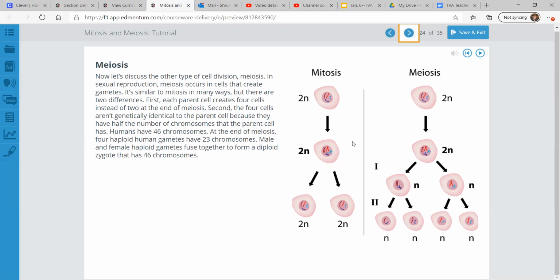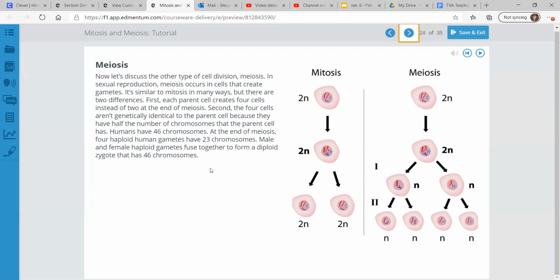First, each parent cell creates 4 cells instead of 2 at the end of meiosis. So in this diagram, it makes it really clear. 1 cell divides into 2 in mitosis, but for meiosis, you end with 4 cells. And these 4 cells are not genetically identical to the parent cell because they have half the number of chromosomes that the parent cell has. And you can see that too. These do not look like the first parent cells.